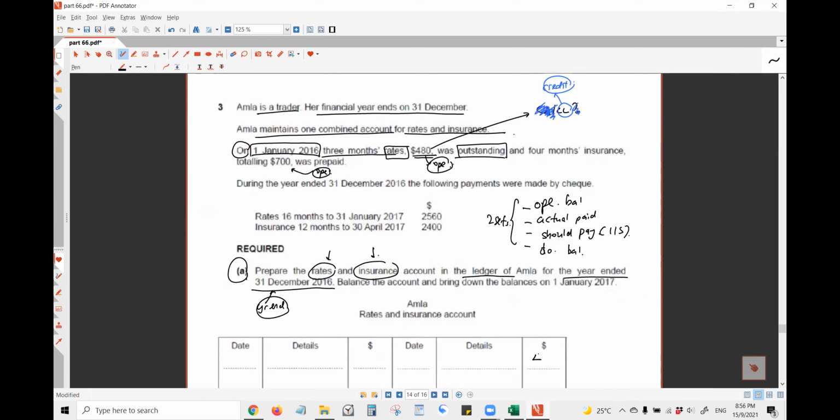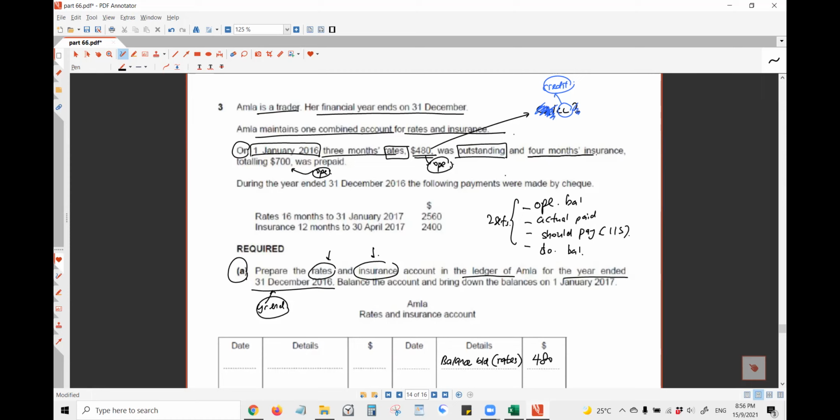480. In bracket, you write rates. You must write in bracket to indicate you are doing for rates or insurance. This is something different from whatever questions you did earlier. Later, I will show you another question you try as homework.